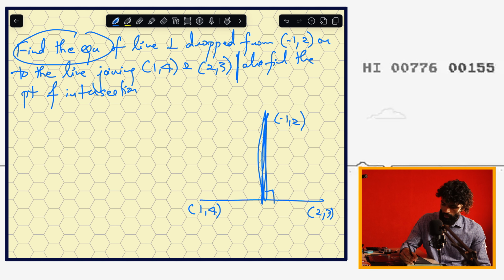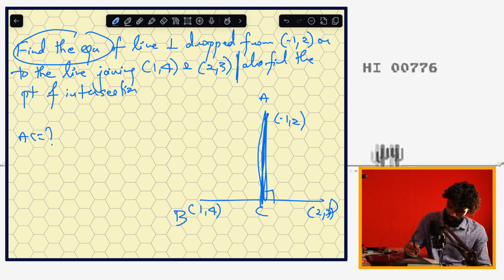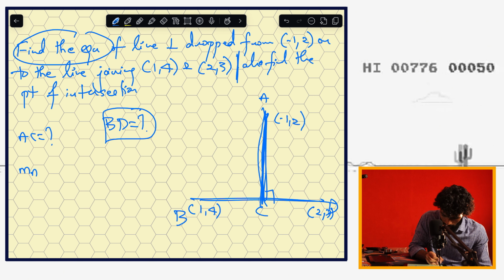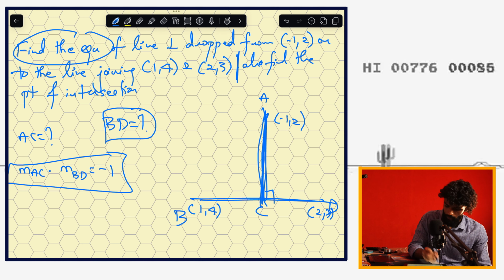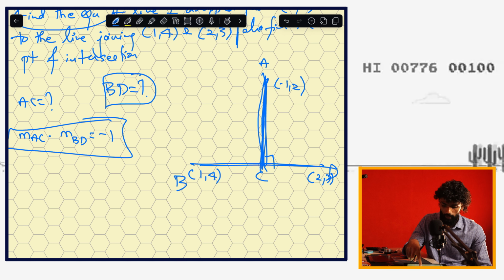Now understand. For the dropped line, I'll name it A, B, C, and D. So AC's equation is the question mark. I'm asking you a question. Can I find the equation for BD? Obviously, yes. Now, why am I doing it? Because BD and AC are perpendicular to each other. In simple language, m of AC times m of BD will be equal to -1. This is what I know, so this I want to use. So therefore, I'm trying to find the slope of BD.